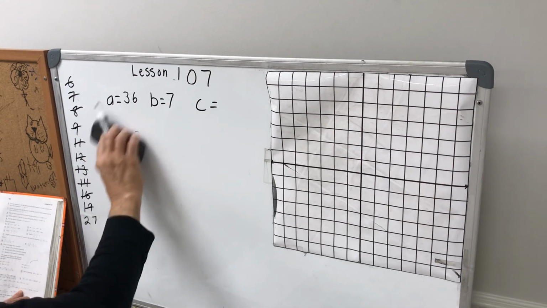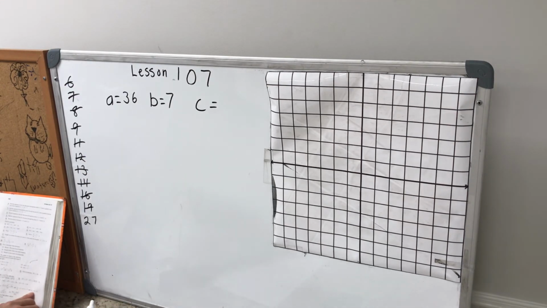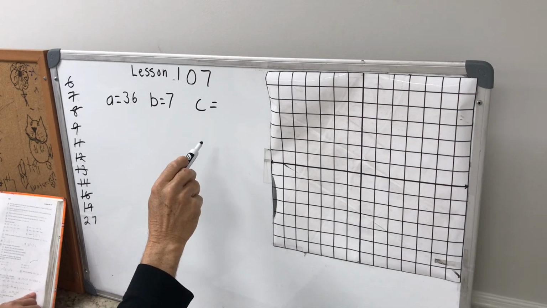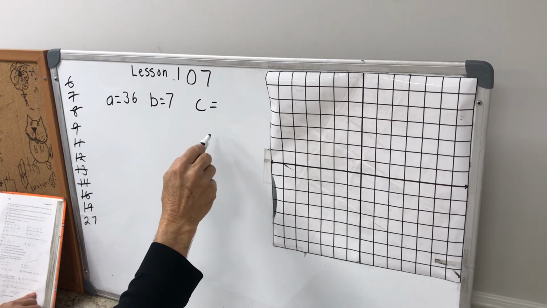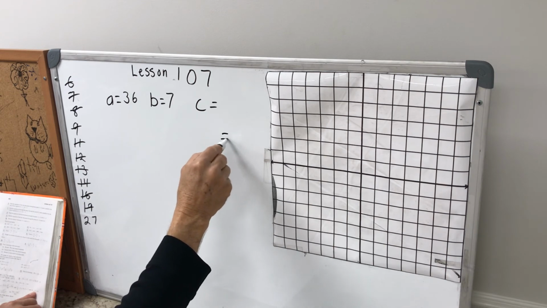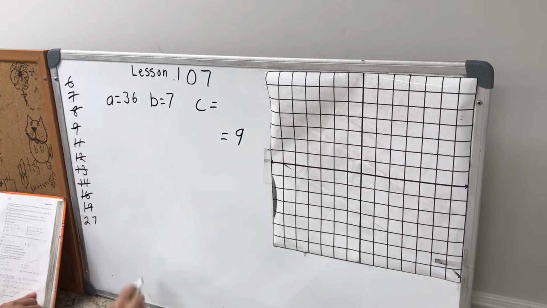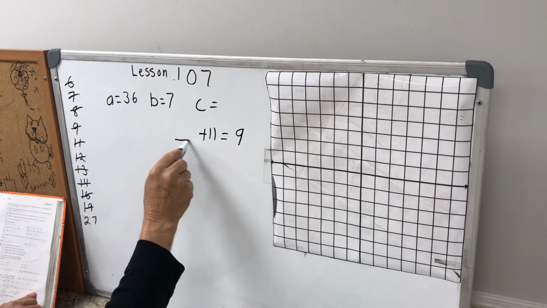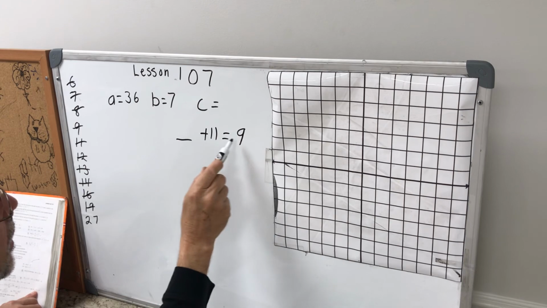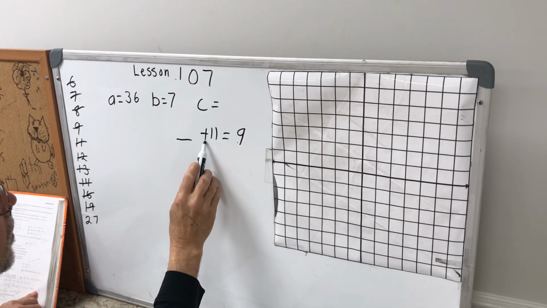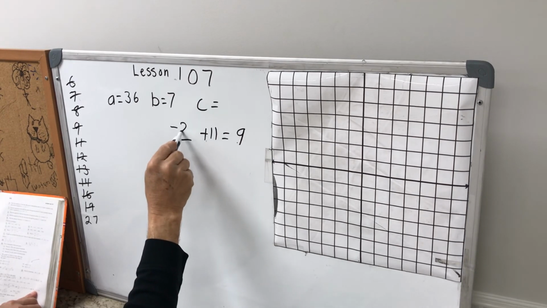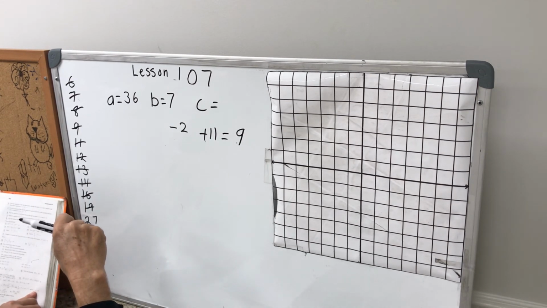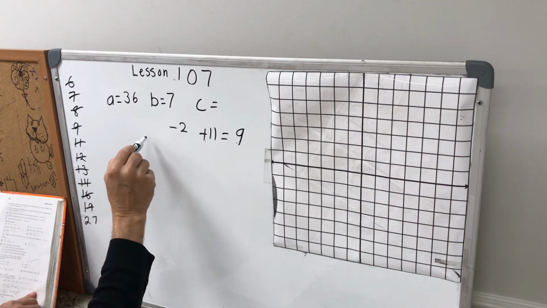Now we're going to C. C is about as difficult. Try these on your own, and then you can watch this. It says that 4C plus 11 equals 9. So again, this equals 9, just like A did. And on this side, it has a positive 11. So what must this be to equal 9? Do you agree with me that negative 2 plus 11 equals 9? That's correct.